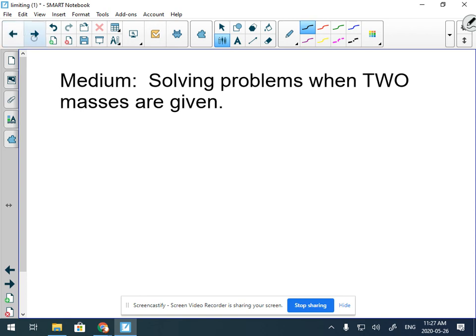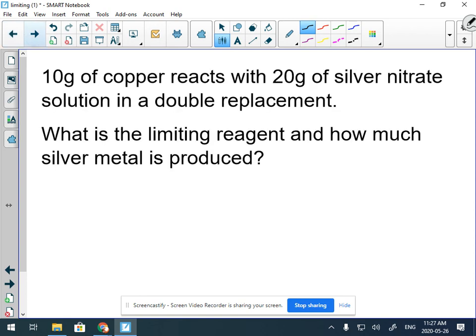So here's an example of one such question. 10 grams of copper reacts with 20 grams of silver nitrate solution in a double replacement. What is the limiting reagent and how much silver metal is produced? Now, you can't just say, aha, that's the smallest number. No, it doesn't work that way. There is a little bit of work that we have to do.